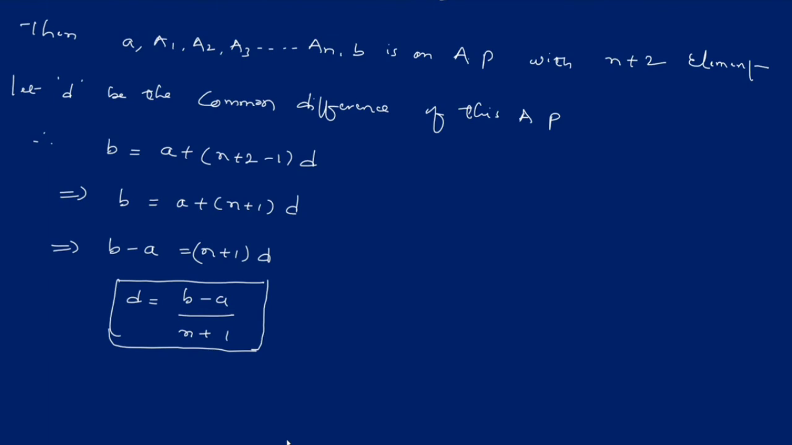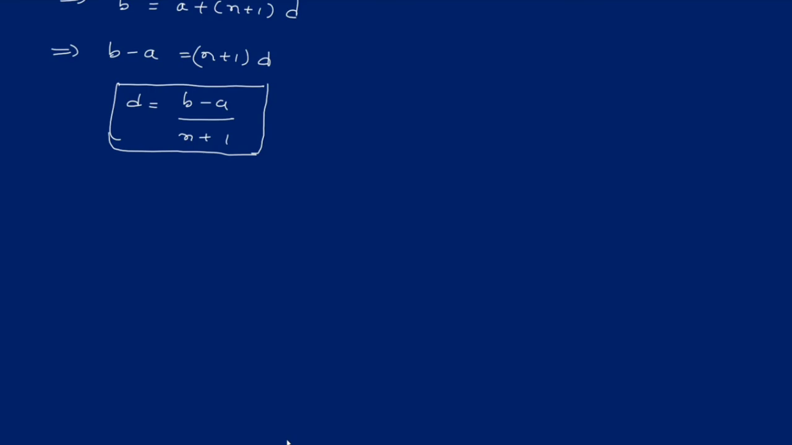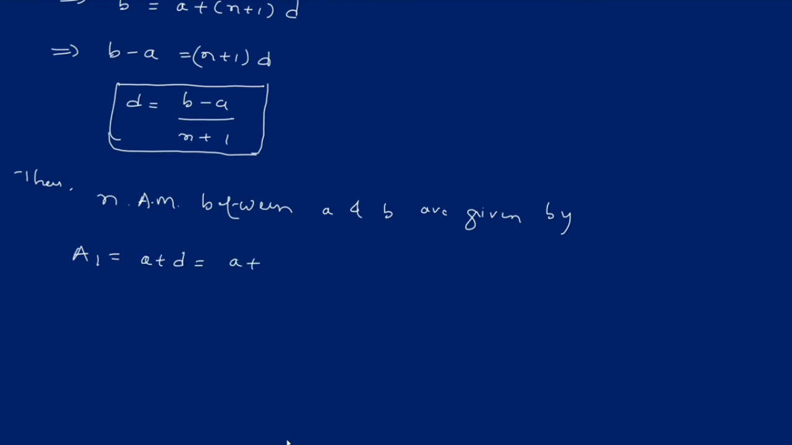Thus the n arithmetic means between a and b are given by A1, which equals a plus D, which equals a plus the value of D, b minus a upon n plus 1.